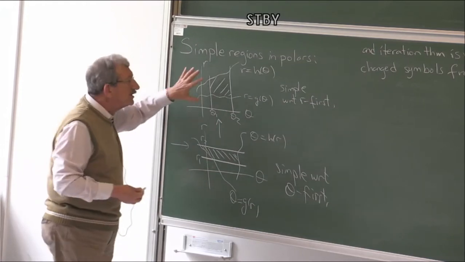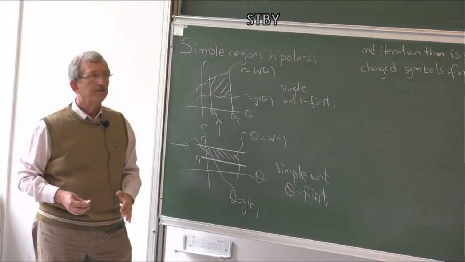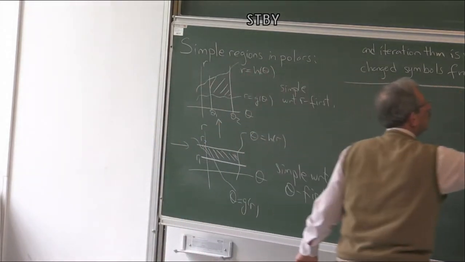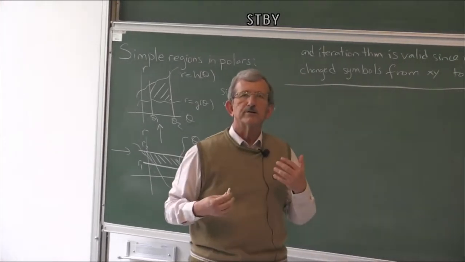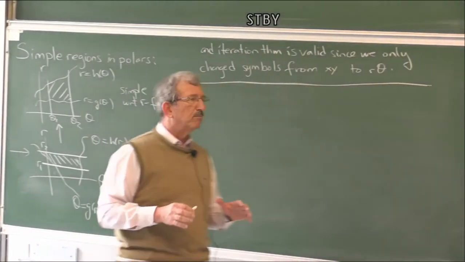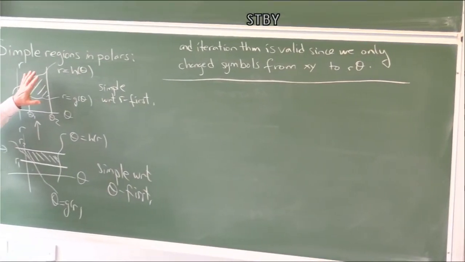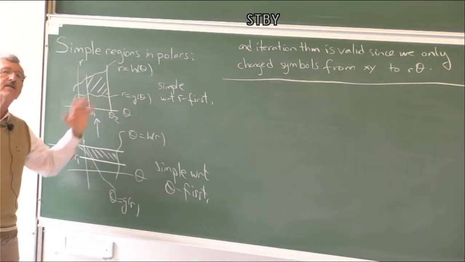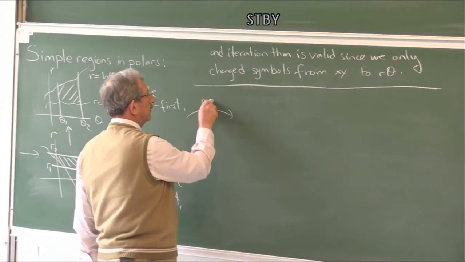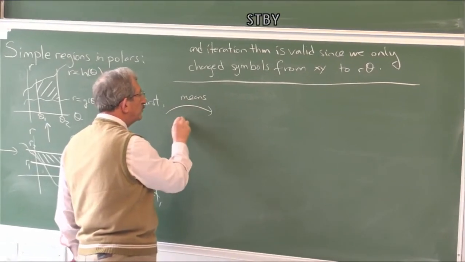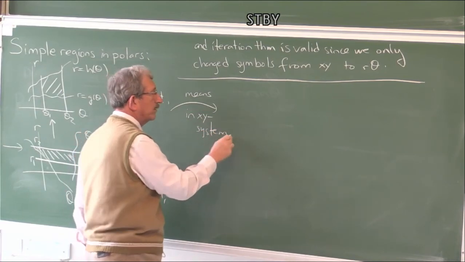But what does this mean in Cartesian coordinates? Now, this is a different story. Okay. So once we get these, we can directly pass to iterated integrals. That's not a problem. But how do we recognize such a region without passing to the r theta system? Now, this means, in the xy coordinate system, the following.